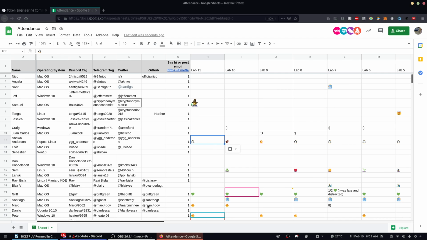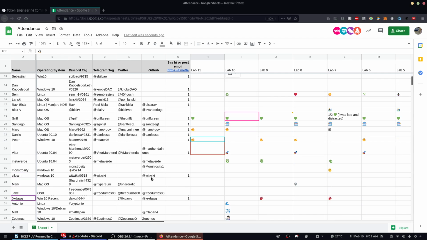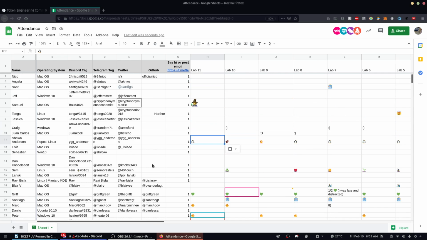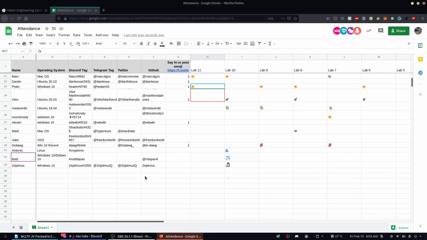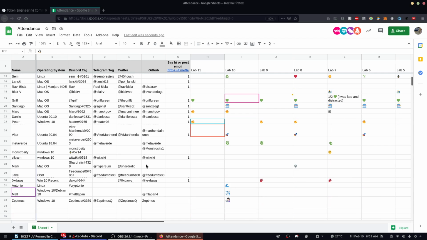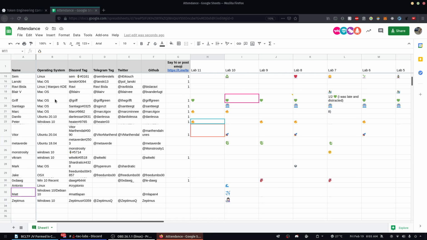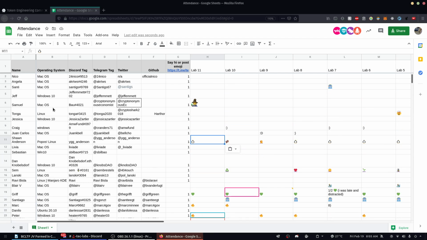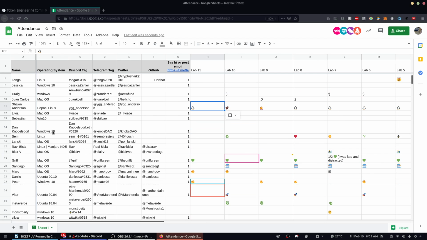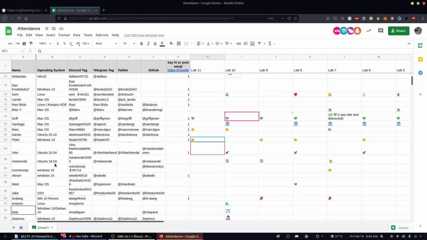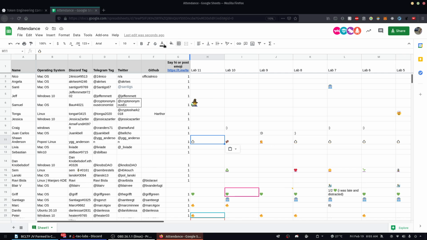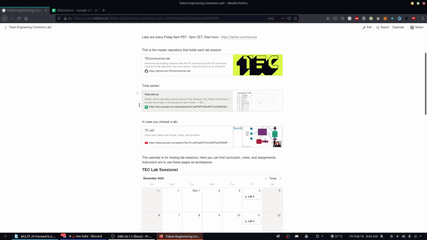But it's nice to track this attendance, so we could definitely do a POAP or something along those lines. Yeah. Oh, nice. Yeah, it's nice to see. I really like the operating system distribution to see what everyone's using. All right, so good.